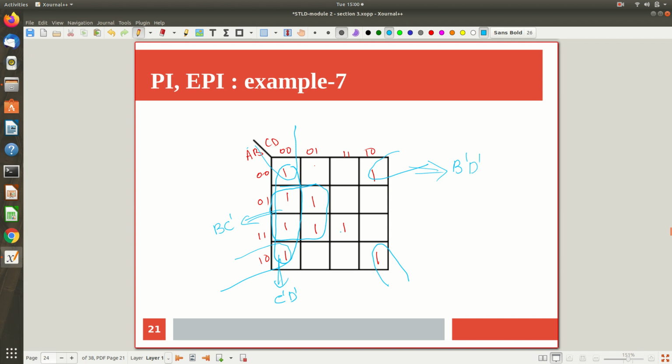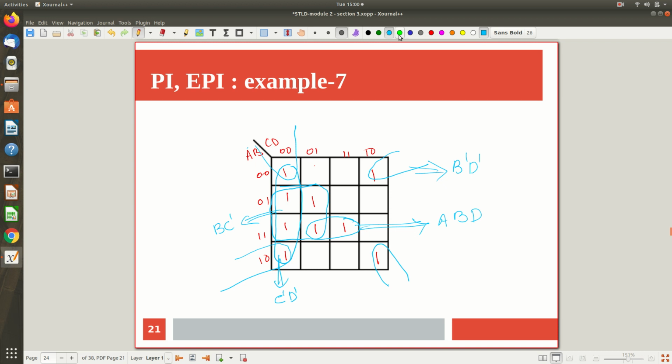Now this one remains. How can I make a group out of it? Just a two-element grouping is possible, nothing more. So definitely only one variable is eliminated. A and B remain, and across the column 0 to 1, C vanishes and D remains. So it is ABD.